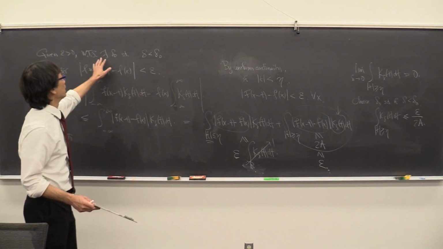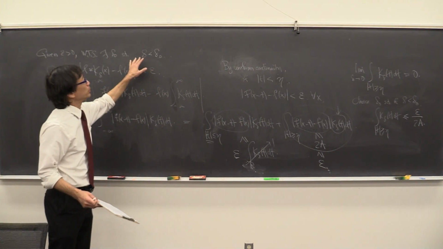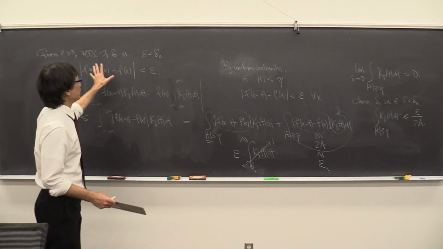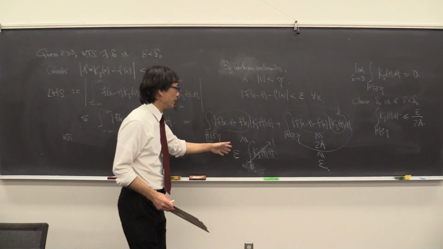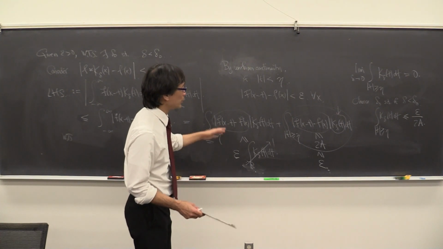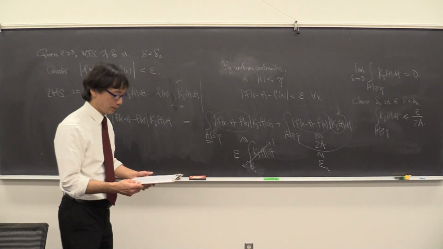We wanted to show there's a delta naught such that if delta is smaller than that, then this difference is smaller than epsilon, and we get that it's smaller than 2 epsilon, which is fine.